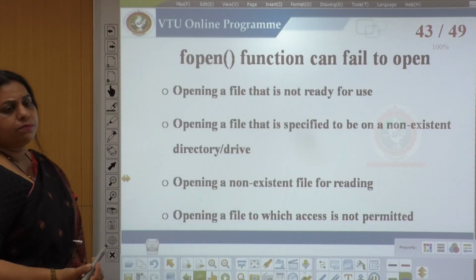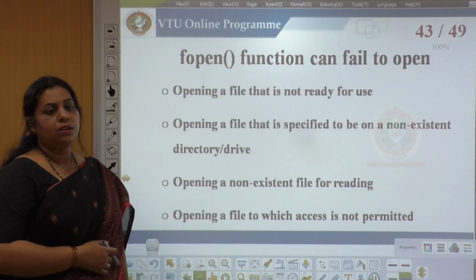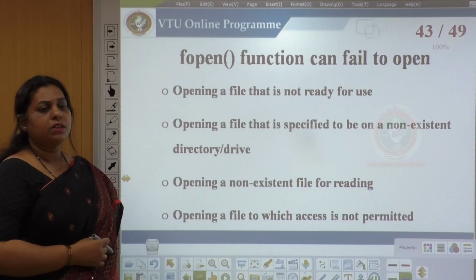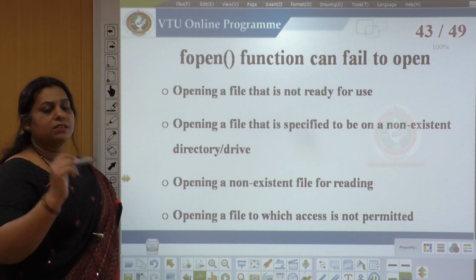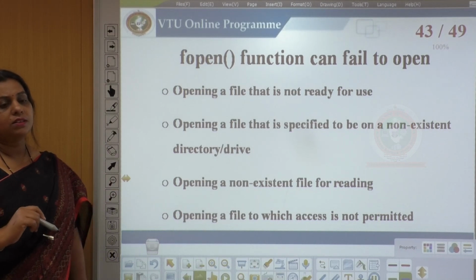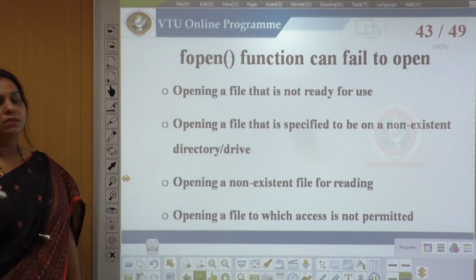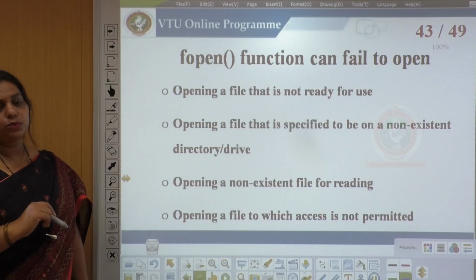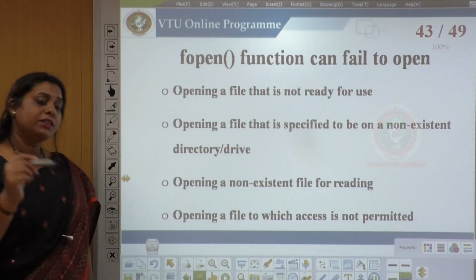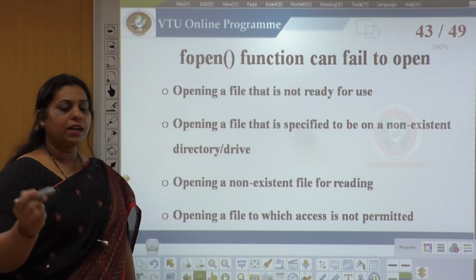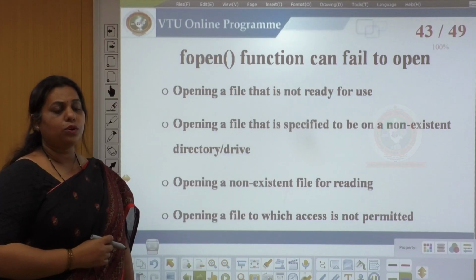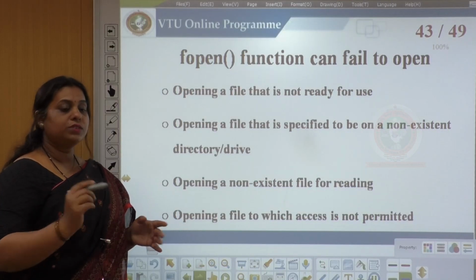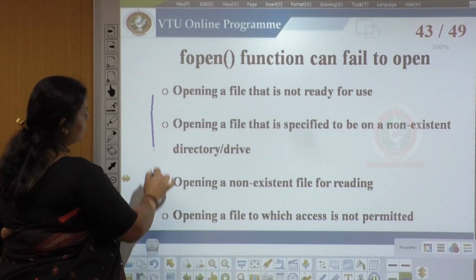Now, what are the reasons for failure of opening a file? One is the file may not be ready for usage. One more, I may be giving a path which doesn't exist, for example the D drive is not present in your system, still you have given D slash the name of the file, or you have given a wrong file name which doesn't exist. Also, you may be trying to access a file for which you don't have read permission. As we all know, unless I have permission to work with that file, I cannot use it, right? These are the reasons for the failure.